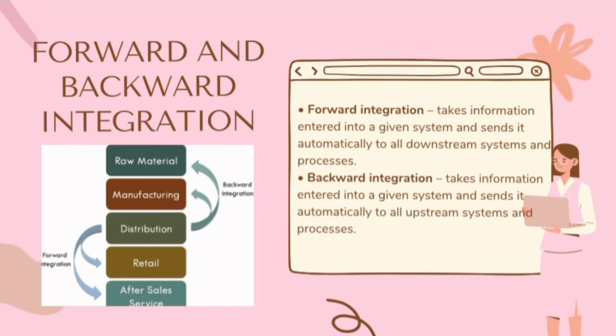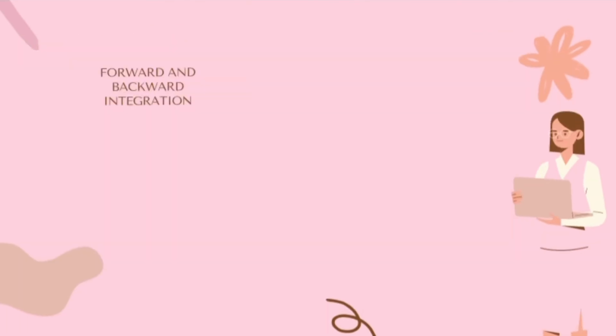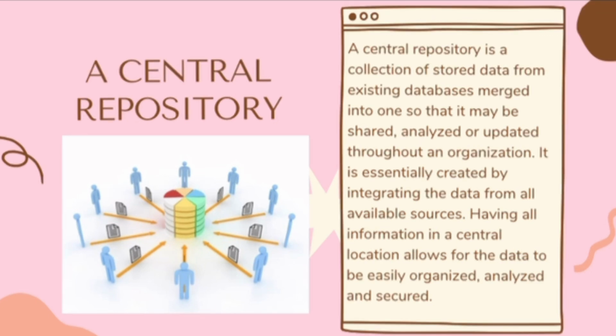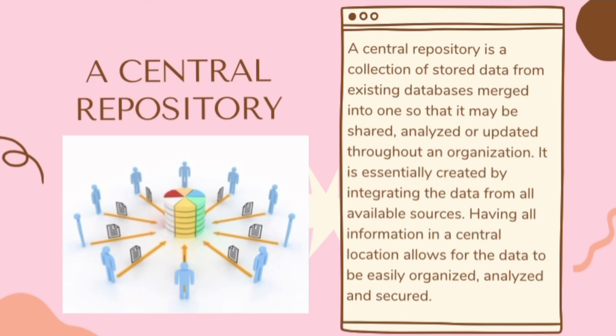Forward and backward integration. Forward integration takes information entered into a given system and sends it automatically to all downstream systems and processes. Backward integration takes information entered into a given system and sends it automatically to all upstream systems and processes. A central repository is a collection of stored data from existing databases merged into one so that it may be shared, analyzed, or updated throughout an organization. It is essentially created by integrating the data from all available sources. Having all information in a central location allows for the data to be easily organized, analyzed, and secured.